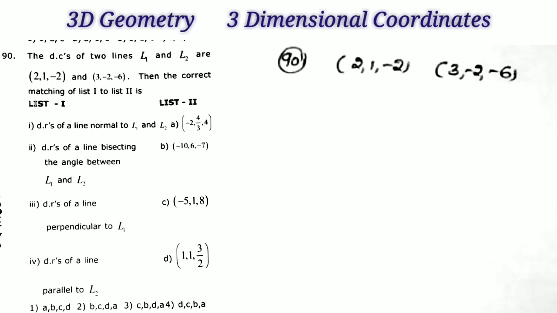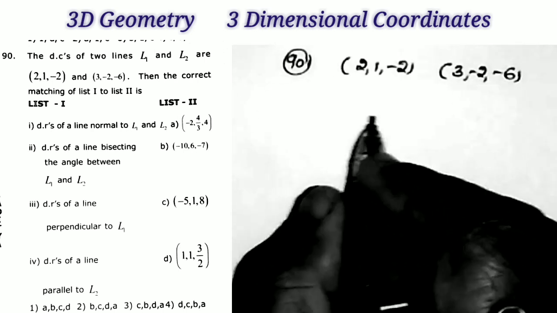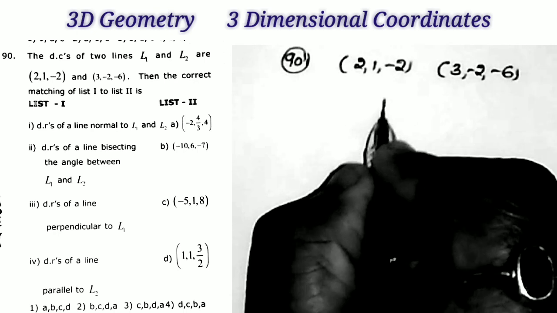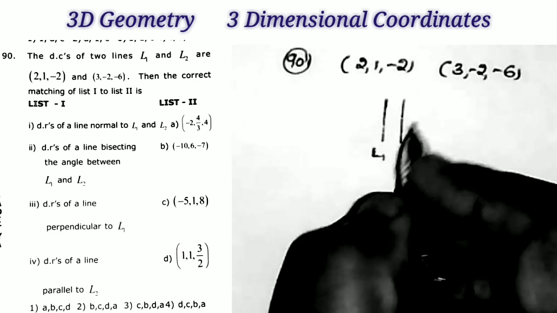Okay. What is the first question in list 1? The DRs of a line normal to L1 and L2, that is, the DRs of the line perpendicular to L1 and L2. Suppose this is L1, this is L2.